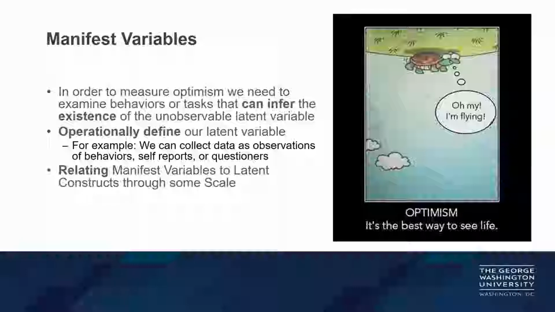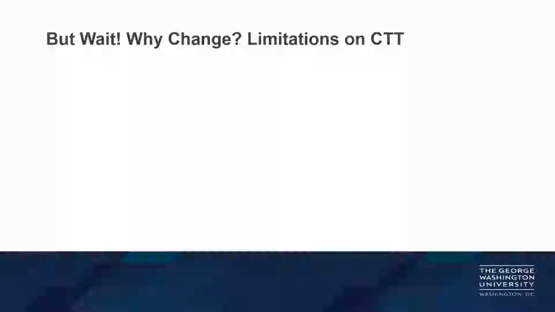Relating manifest variables to latent constructs, we can use some sort of scaling. And really, in this course, we're going to be starting to think about item response theory, which will certainly come in handy for this. So why should we even change from our classical test theory measures?